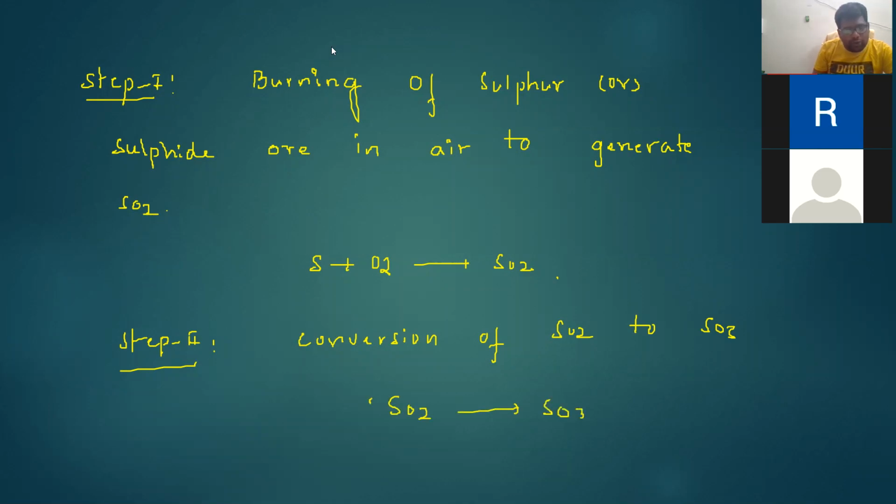Here it is not necessary to balance the equation. How to convert? Sulfur dioxide can be converted into sulfur trioxide by using a catalyst, that is vanadium pentoxide. This is very important. Which catalyst is required for the conversion of sulfur dioxide to sulfur trioxide? Vanadium pentoxide. This is the second step.